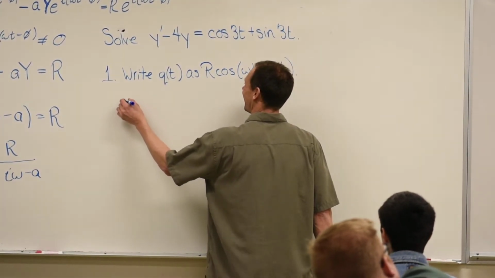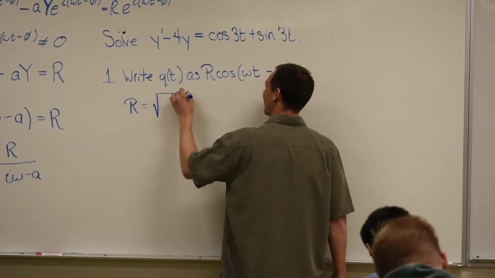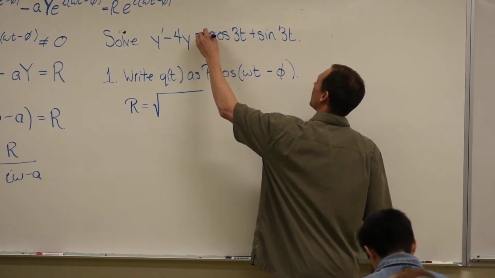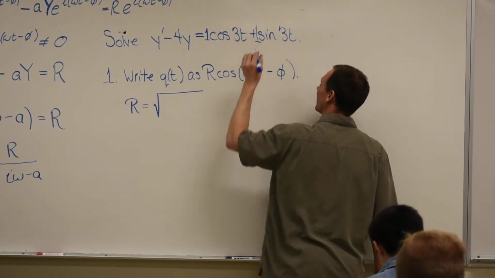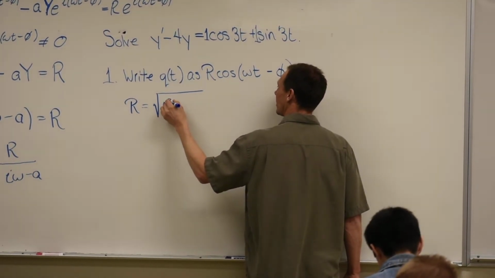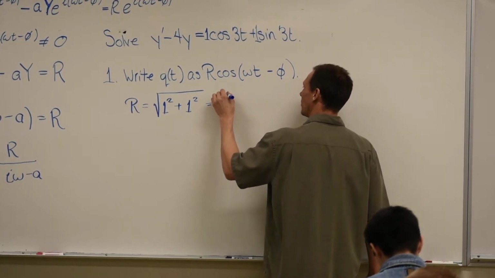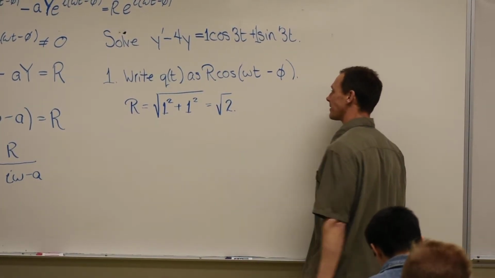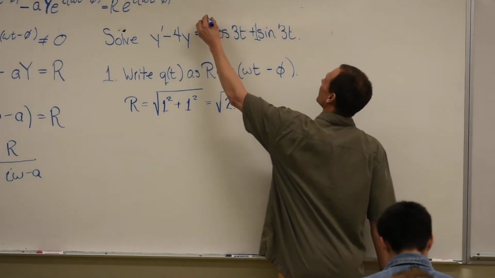R. So we said that R is the square root of the 1 right here and the 1 right there. So it's 1 squared plus 1 squared, square root. So it's these ones right here. This is my a.